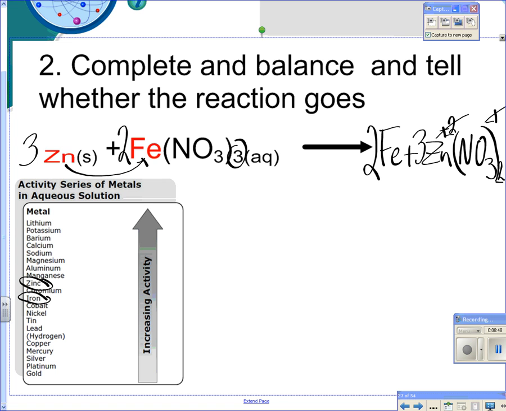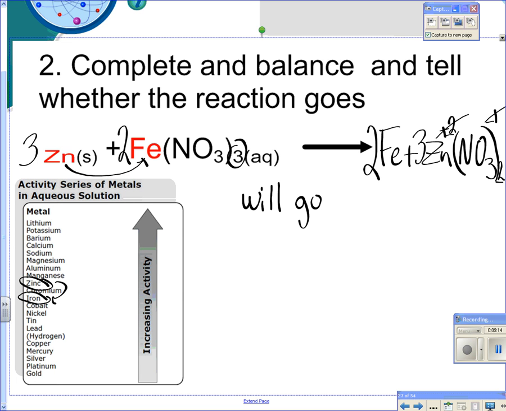And so what I see is, as long as the zinc has a higher activity, the single guy has to flow downhill to knock out what I consider the married guy, the guy in the compound. And so since zinc is higher, since the single guy is higher on the activity series, the reaction will go. That's what we say. It will go, or it will proceed as written.